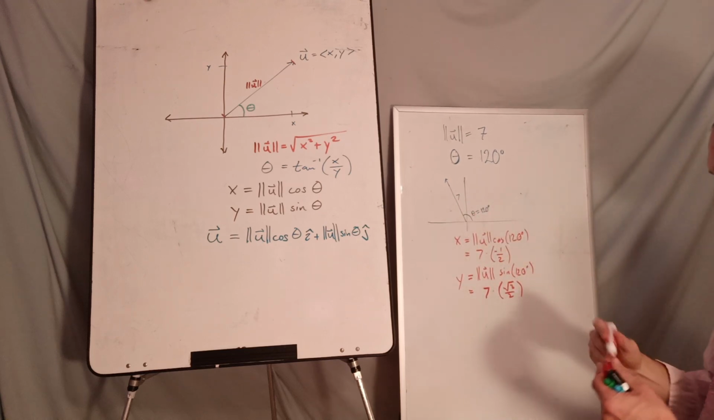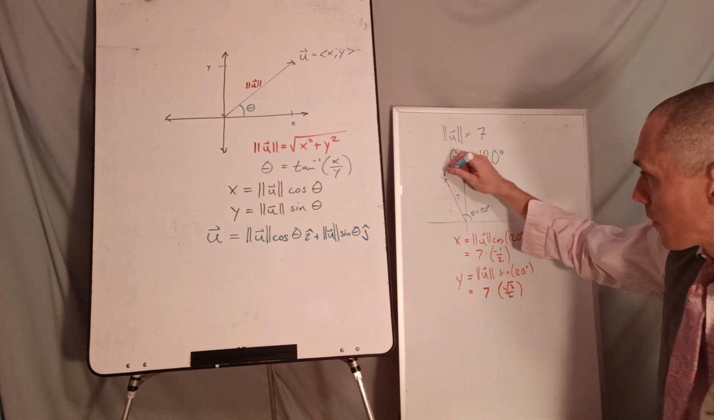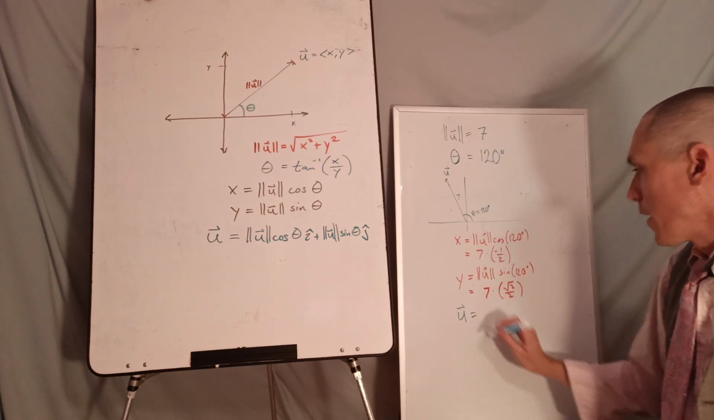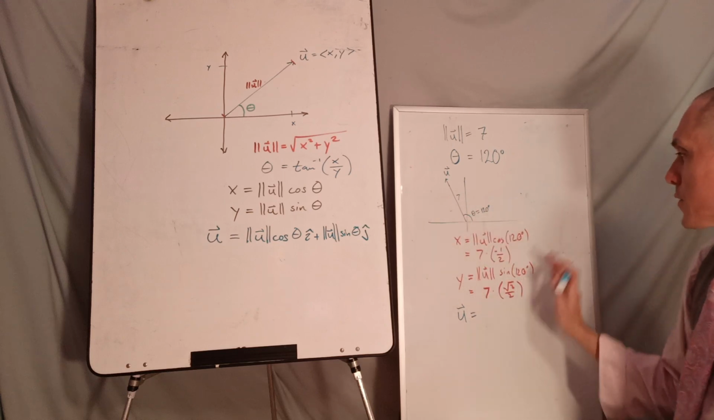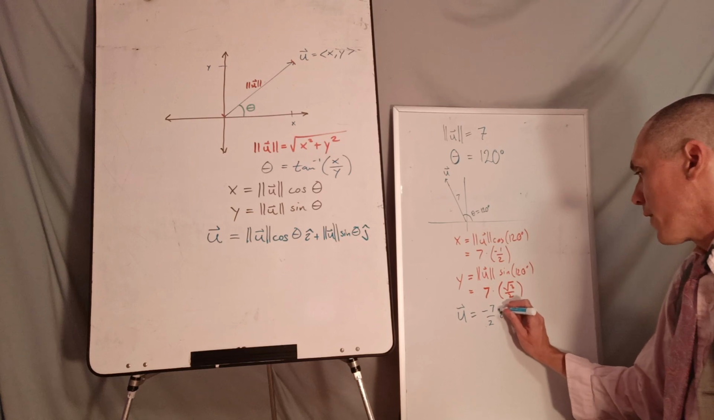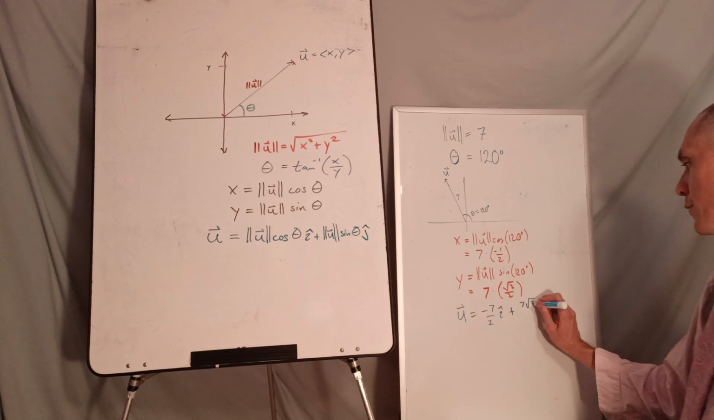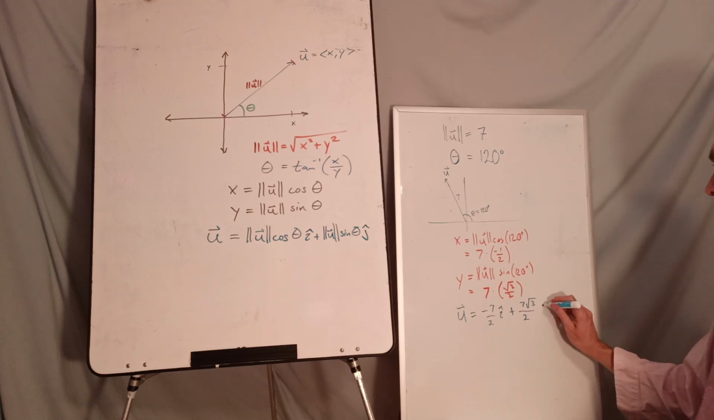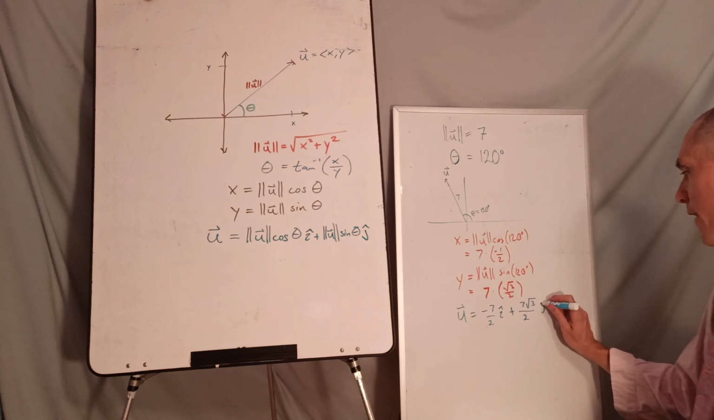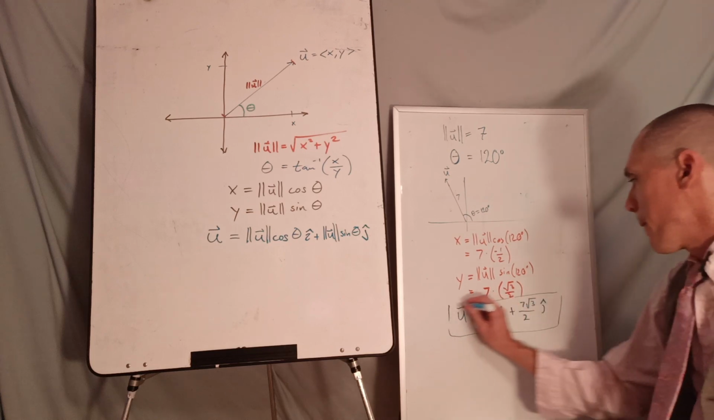And simplifying this, we could take and write our vector u, there's u, in terms of its vertical part and its horizontal part. So its horizontal part would in fact be negative 7/2, oriented in the horizontal direction, plus 7 square roots of 3 over 2, scaling the vertical unit vector. And that's pretty much all there is to that.